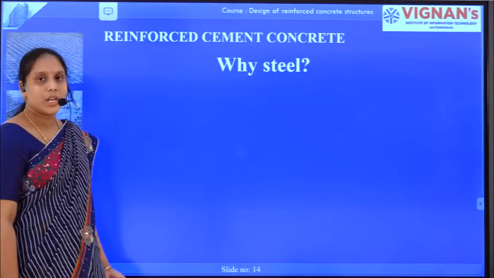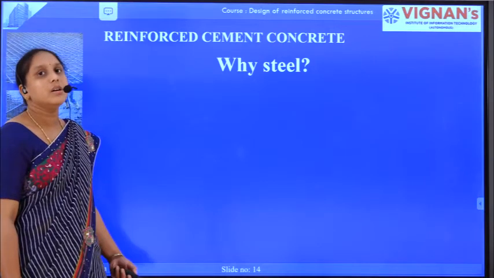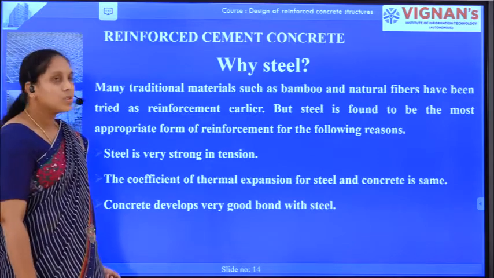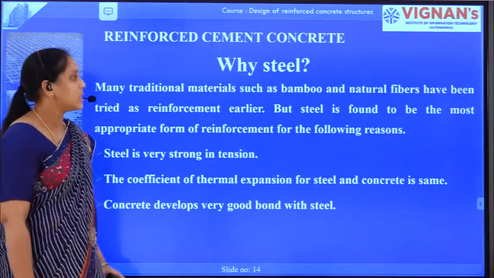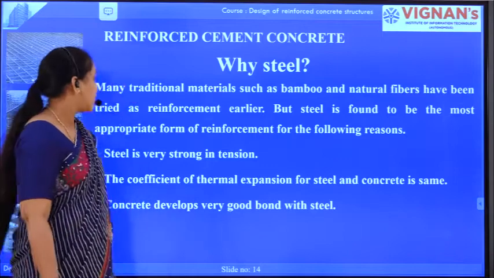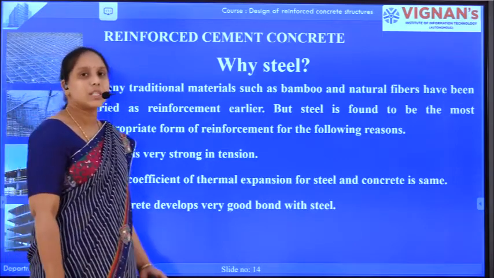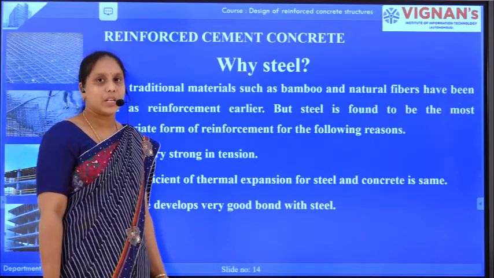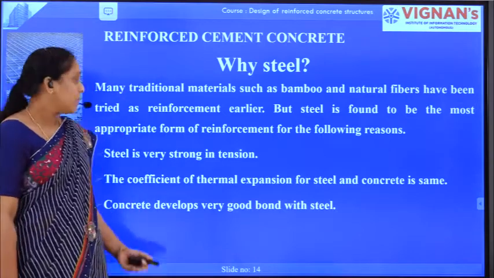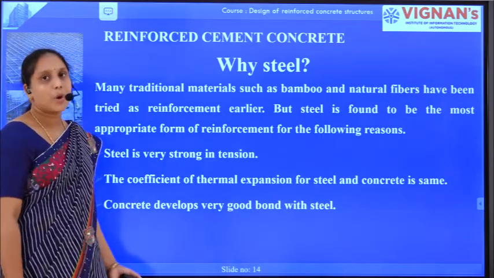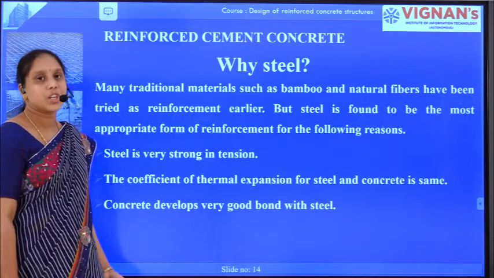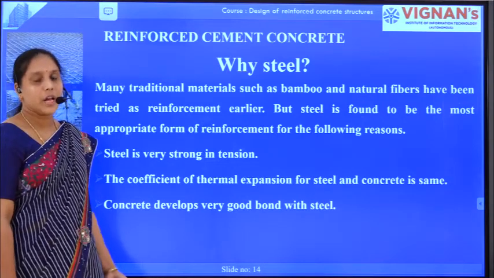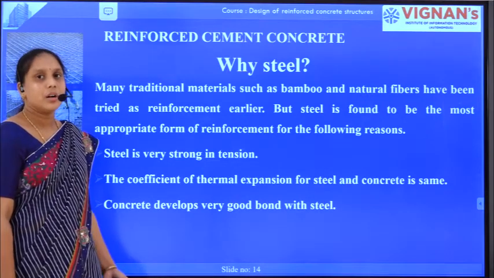So why steel? Why are we using steel only as a reinforcing material in the plain cement concrete? Many traditional materials such as bamboo and natural fibers were previously used as reinforcing material. But out of all the materials, steel has been found to be the most appropriate form of reinforcement which can be used in the RCC.